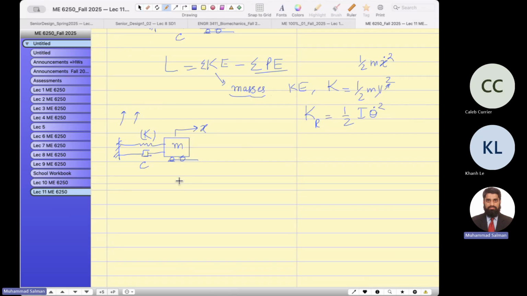The kinetic energy of this mass is half m x dot squared. This is the displacement, so I will take the derivative of this. And I'm trying to find L, where L equals K minus P. And this is my mean position. Then you will see there is potential energy stored in this spring, half kx squared, and then the power dissipation function, which is half c x dot squared.